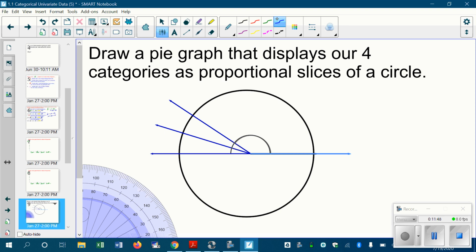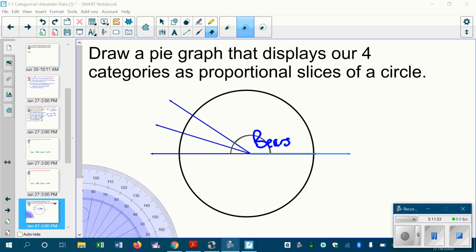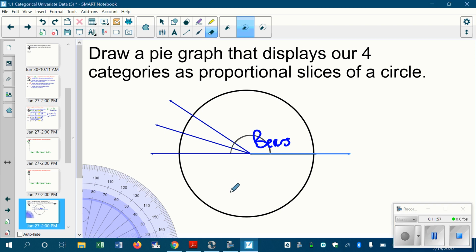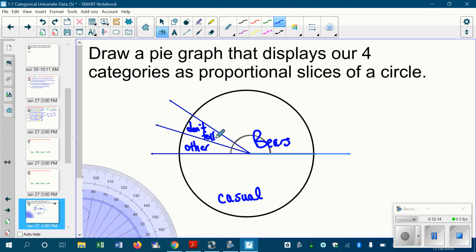This part was the part that represented people who were fans of the Bears. Whereas this big section were the people who were casual fans from time to time. And then there were people who liked another team, and there were people who don't like it. So you could have some labels like this.